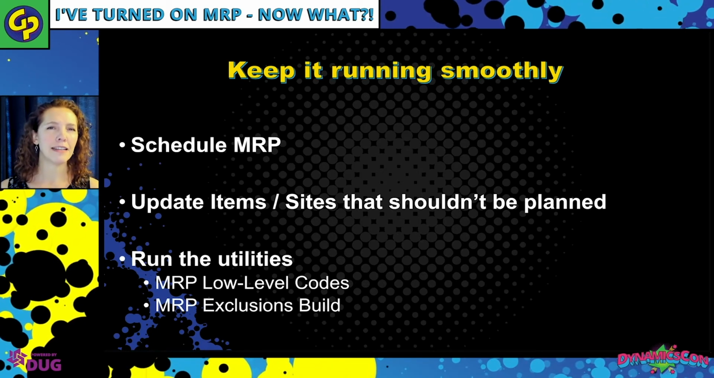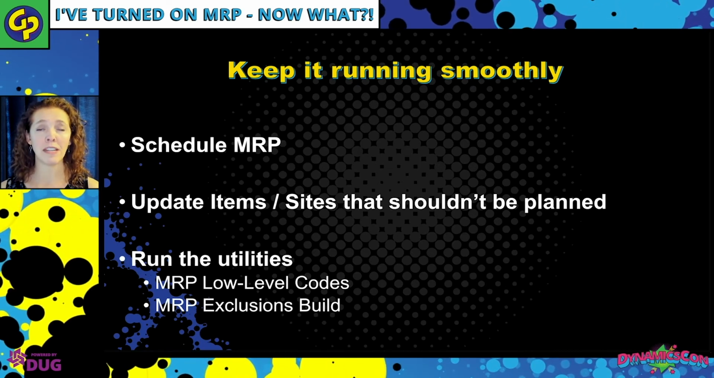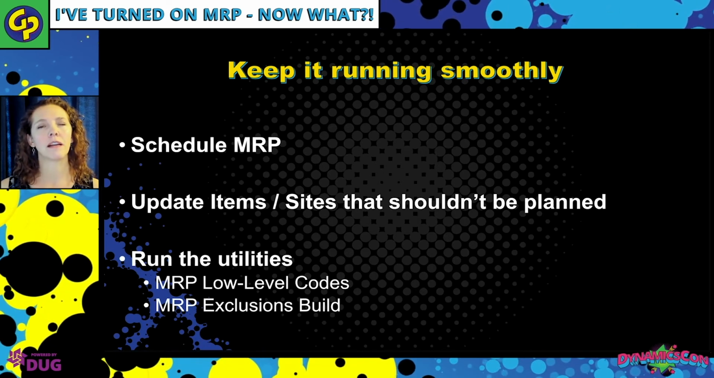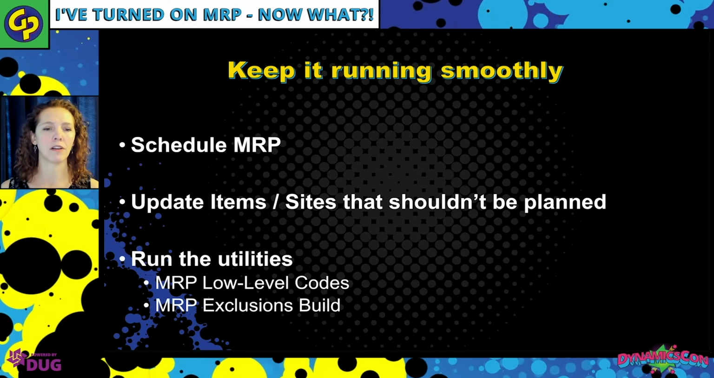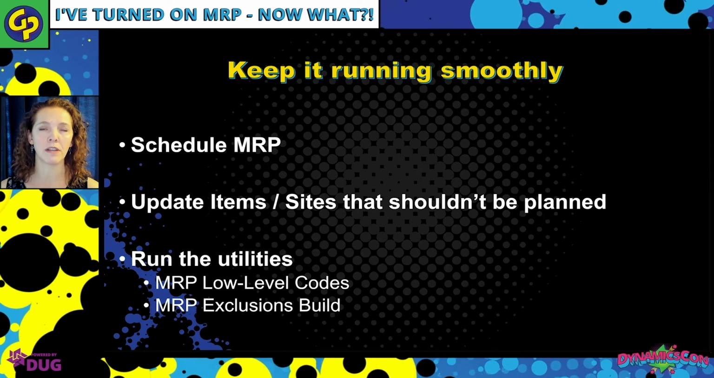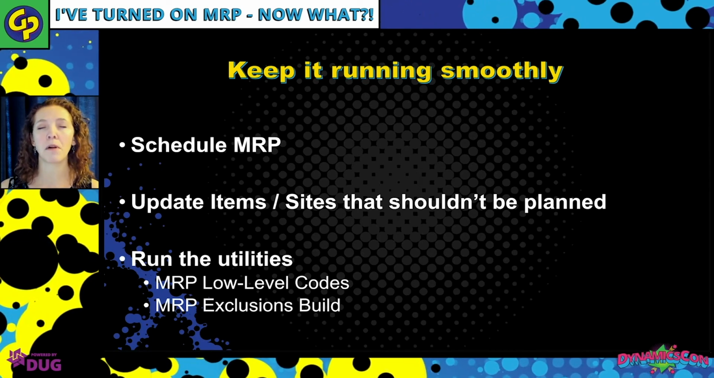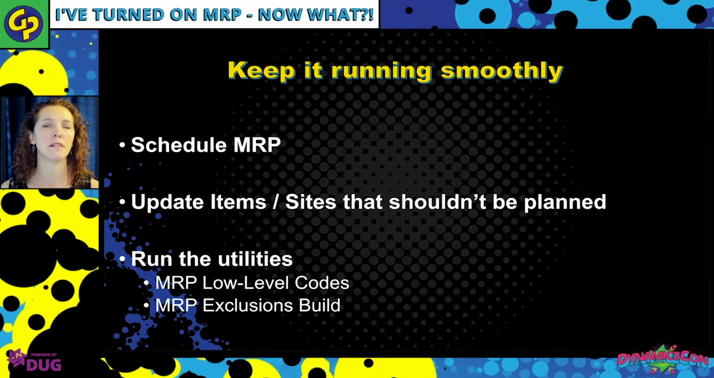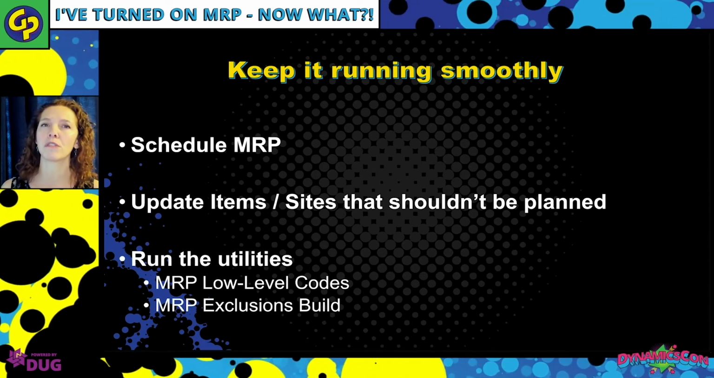And then in the idea of keeping things tidy, there are two utilities that you need to run when you first start MRP. And you should probably run occasionally, I don't know if monthly, quarterly, but at some point, just get those running. They're under manufacturing, they're called utilities. There's MRP low-level codes, which calculates where in the bill of material a component resides. And there's MRP exclusions build, and that's just keeping track of what items and sites need to be kept within MRP. And it's keeping that up to date from your item resource planning window.